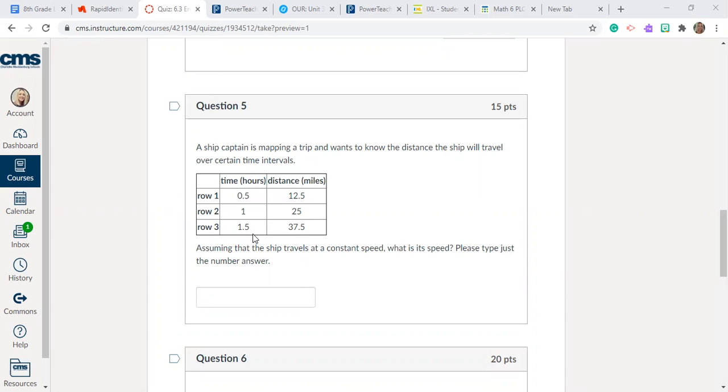And in 1.5 hours, they travel 37.5 miles. Assuming that the ship travels at a constant speed, what is the speed? Please just type in the number as an answer. So what is the speed they are traveling at? Pause and do the work.